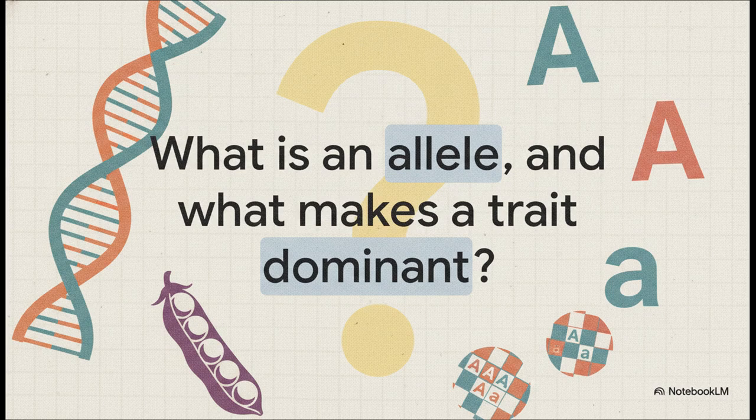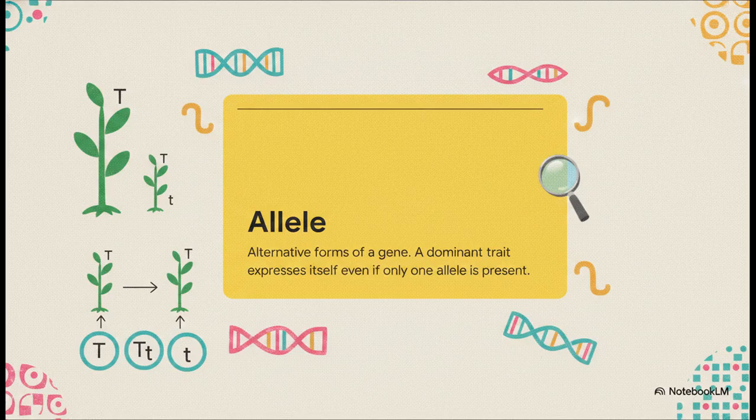Okay, let's move on to some core definitions. Question 2. What is an allele? And when we're talking genetics, what exactly makes a trait a dominant trait? Go ahead and lock in your guess. Let's see how you did. So alleles are simply different alternative forms of the exact same gene. For example, if we have a gene that controls plant height, one allele might be a capital T for tall, and another might be a lowercase t for dwarf. They both control height, but they're slightly different versions of the code.